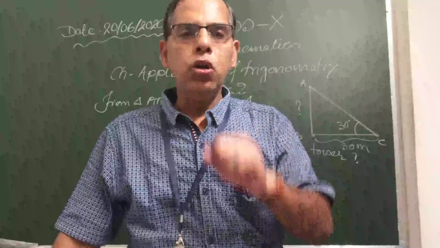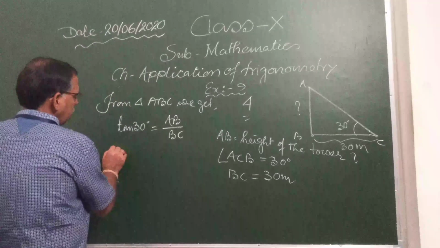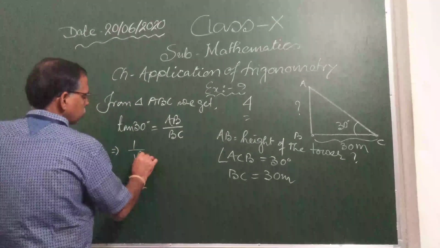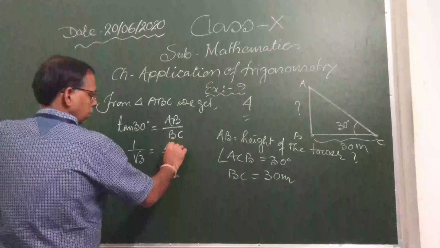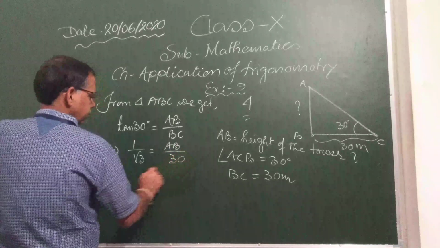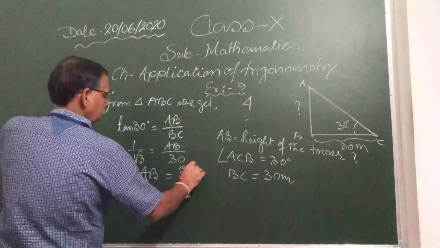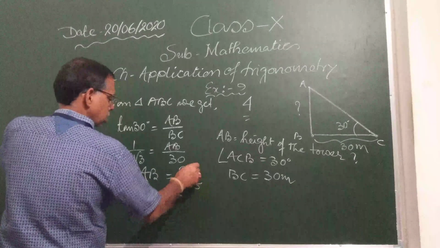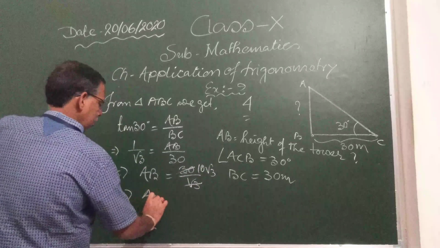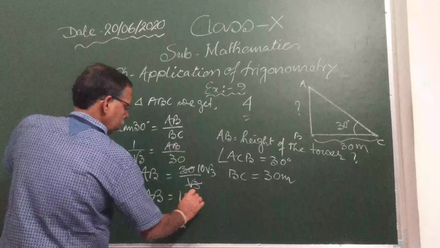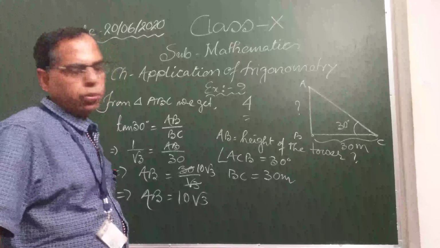Tan is the ratio of perpendicular and the base. So tan 30 degree how much? It is 1 by root 3, equal to AB by 30. So ultimately, AB equal to 30 by root 3. So what is the height of the tower? Height of the tower is 10 root 3.